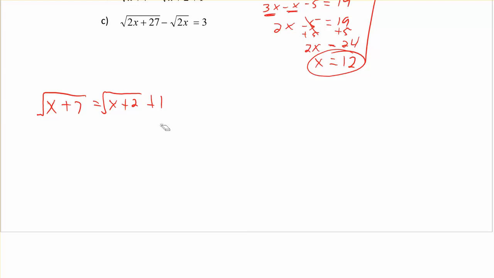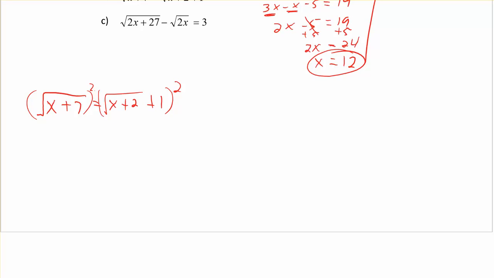But what I can't do, and what you might be tempted to do, is go, okay, well, I'll just square that, and I'll square that, and then they'll just go away. But you can't do that. We have to square the entire side. So what I mean by that is we have to do this. Take the square root of this side and square root of this side. And this will look a little bit different.